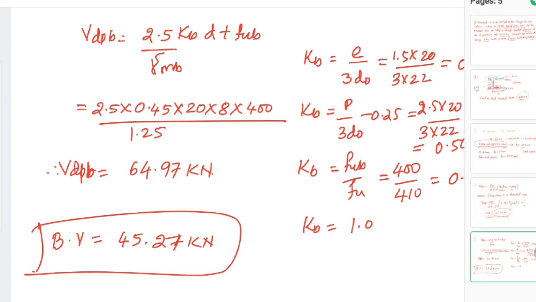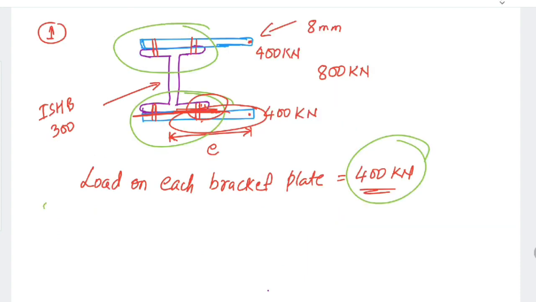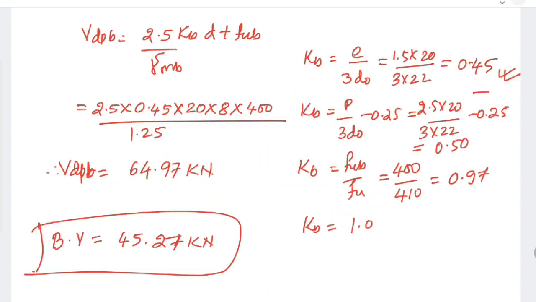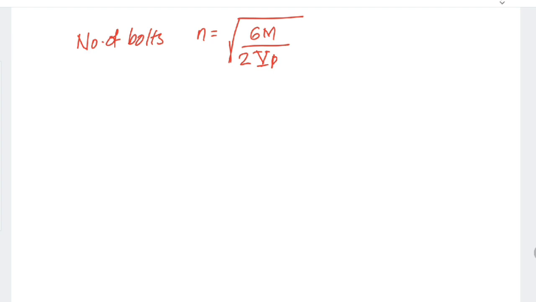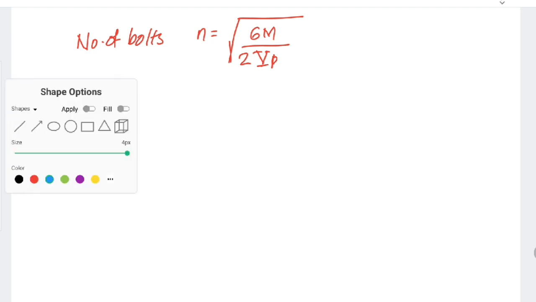In the next step I need to find out the number of bolts. Number of bolts we have calculated earlier directly, the load applied divided by the bolt value, whereas here the moment will come into picture. So the number of bolts will be calculated by 6M divided by 2 Vp. Here I will be finding the number of bolts for one row. Whatever number of bolts we get, this is for one row.